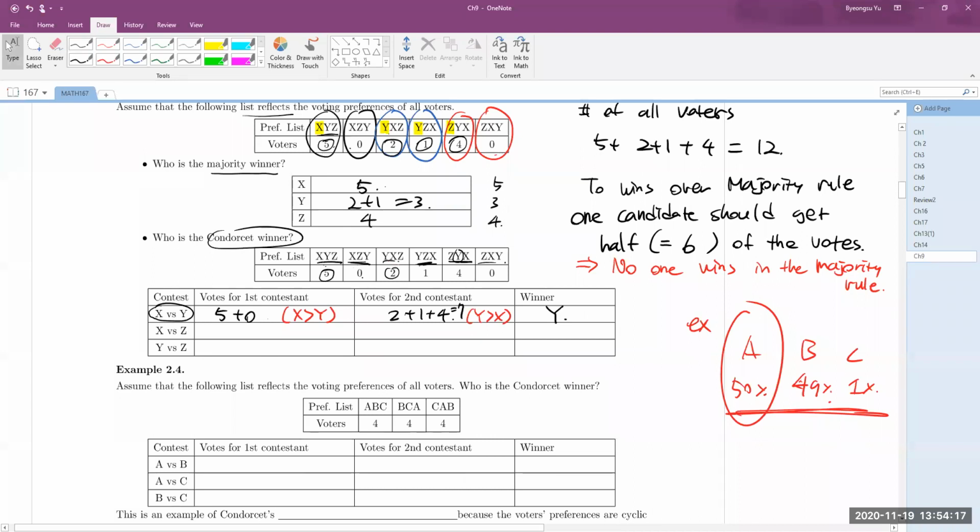Okay, let's do the similar thing for X to G. For the first preference X, Y, G, definitely the voters in X, Y, G think that X is better than G, right? Because G is the last rank, X is the first rank, right? So in this case, at least 5 voters think that X is better than G.